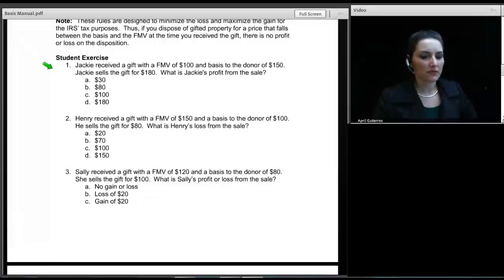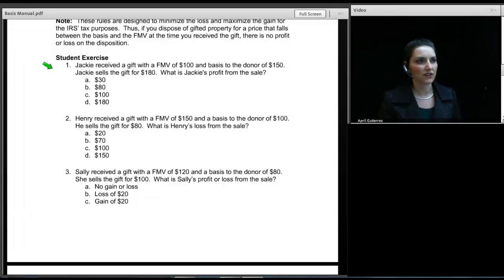Jackie received a gift with a fair market value of $100 and a basis to the donor of $150. Jackie sells the gift for $180. What is her profit from the sale? So let's look at what's the rule. Fair market value is 100. The basis is 150. We sell it for 180. What is going to be the basis? We're going to go with the basis of 150. If we sell it for 180, we're going to have a profit of 30.